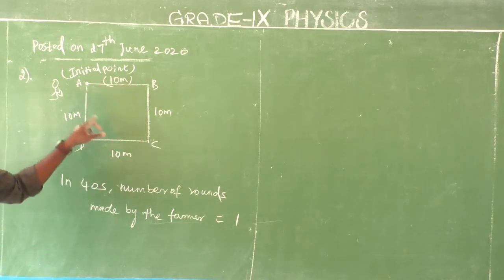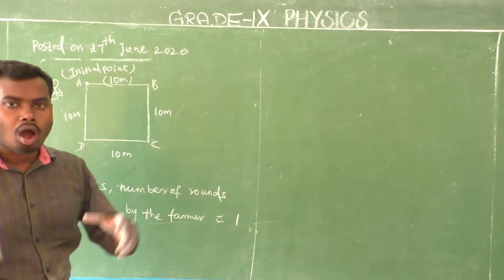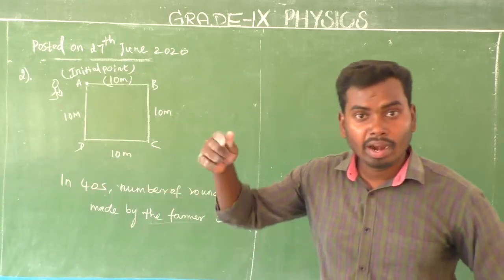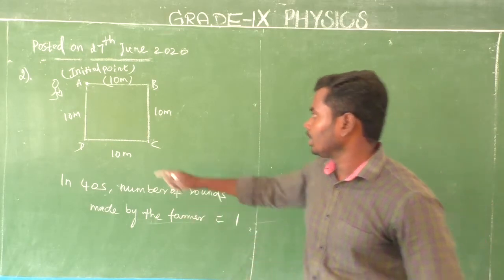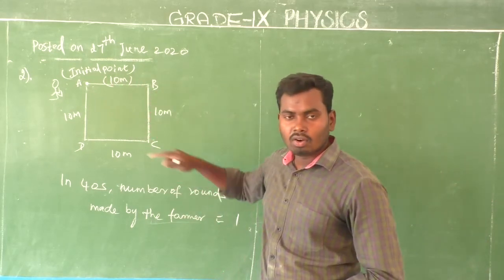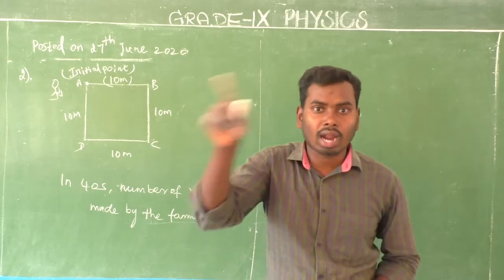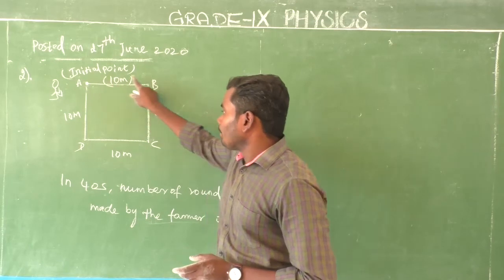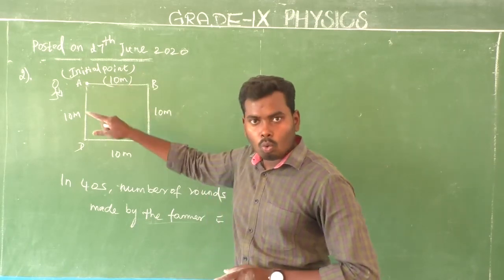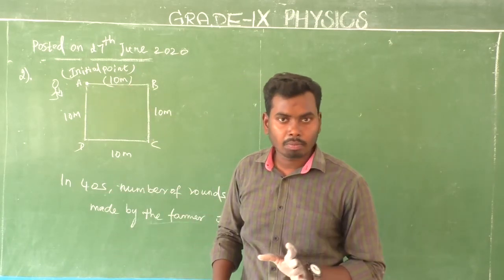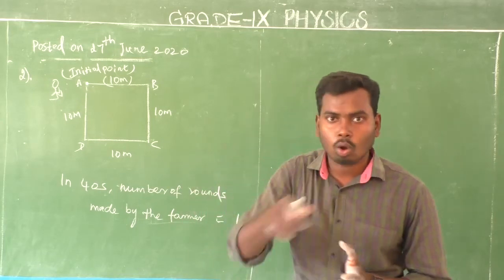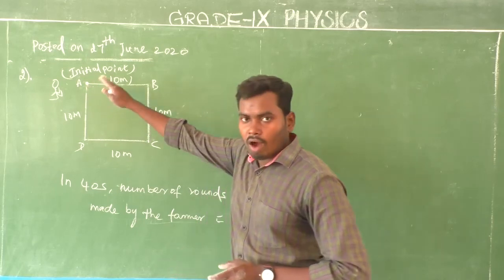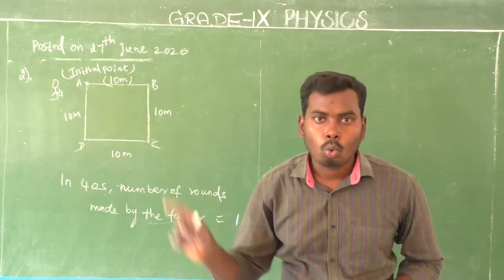So to calculate the displacement, we need to calculate how many rounds are covered by the farmer. Here the farmer has taken 40 seconds to complete one round. What is a round? Round means the completion of one trip. It doesn't mean a circular shape. Is it clear? The farmer has taken 40 seconds to complete one round.